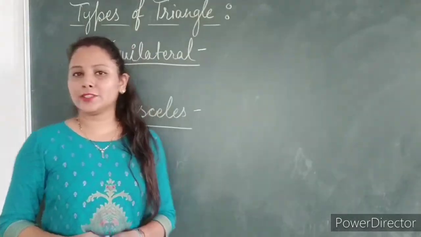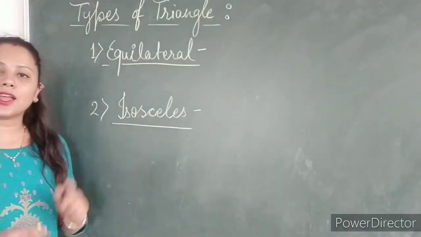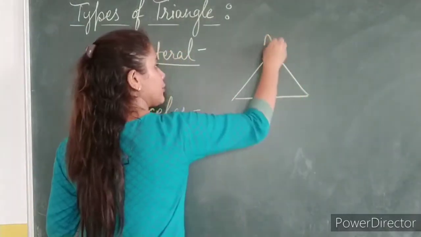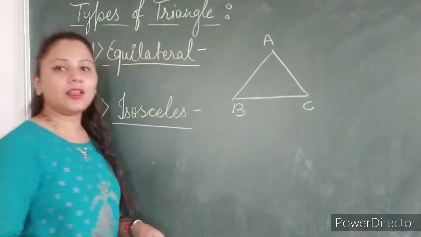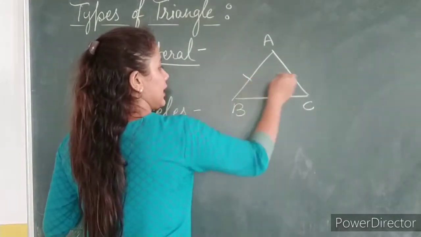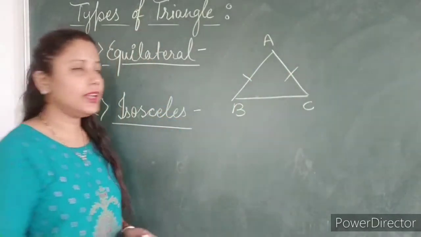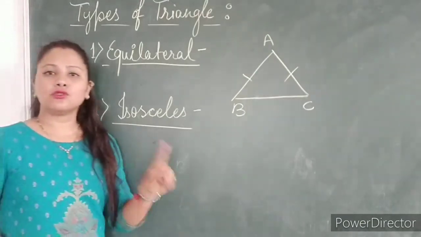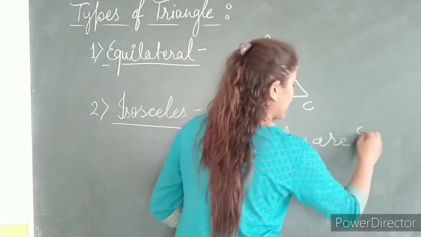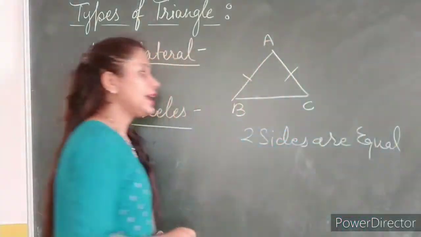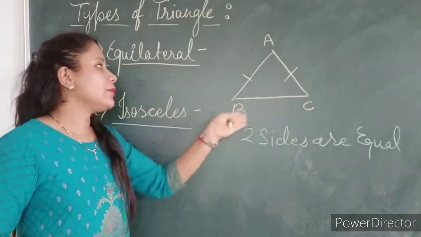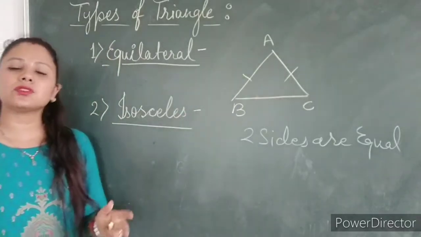Okay. Now come to the next part, and that is isosceles triangle. So in an isosceles triangle, we have two equal sides. Okay. So suppose we have a triangle A, B, C. So in this triangle, AB is equal to AC. Okay? So in an isosceles triangle, two sides are equal. It can be AB and BC. It can be AB and AC. It can be BC and CA also. Okay? कोई से भी दो sides हो सकती हैं.